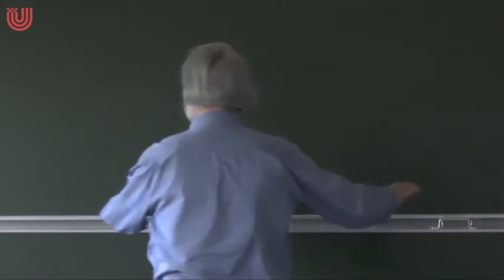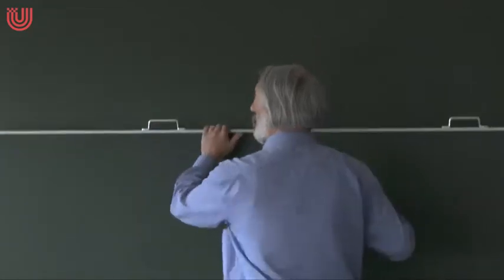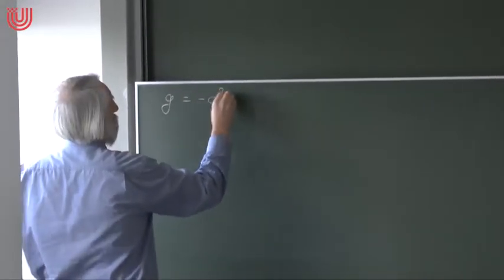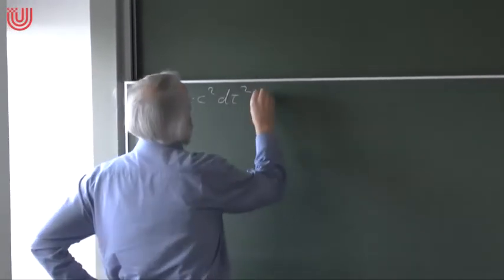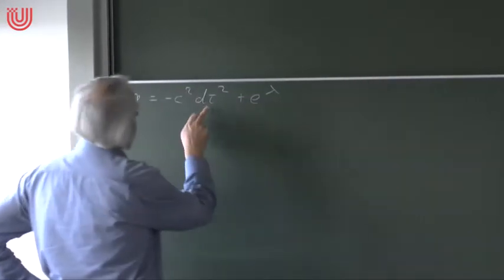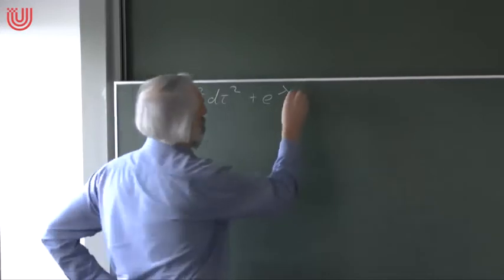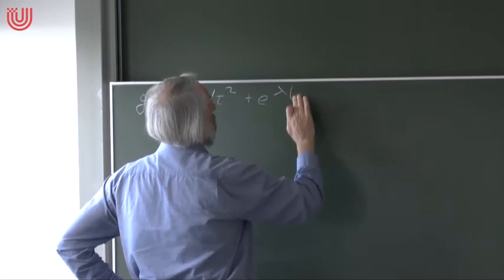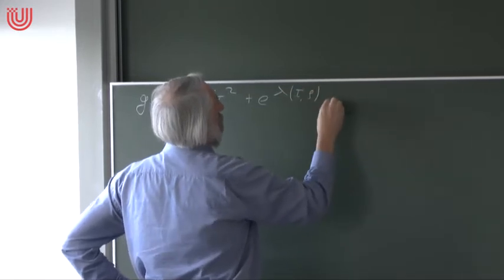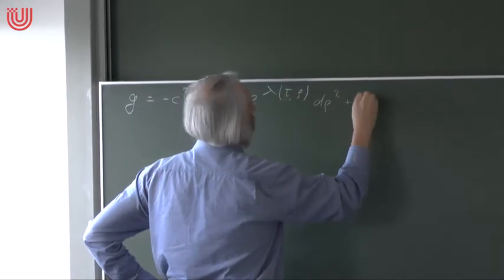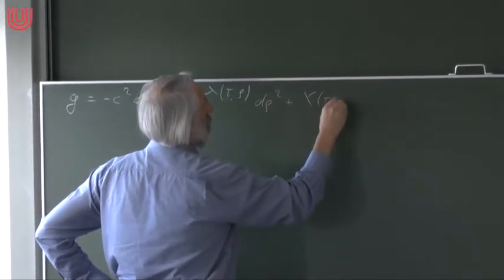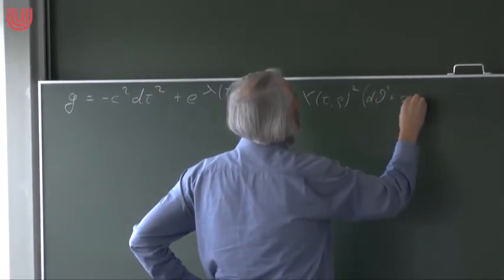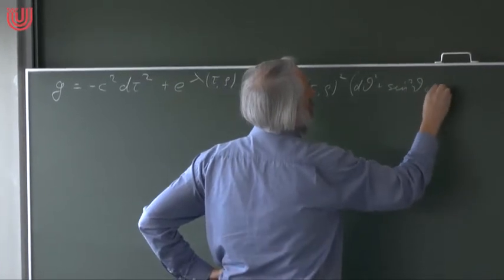So we began by introducing co-moving coordinates. And we have seen that in these co-moving coordinates, the metric takes the following form. Our coordinates are tau, rho, theta, and phi. For a certain reason, I do not use r for the radial coordinate, but rho. And we have a function, which I denote y, in front of the angular part, d theta squared plus sine squared theta d phi squared.